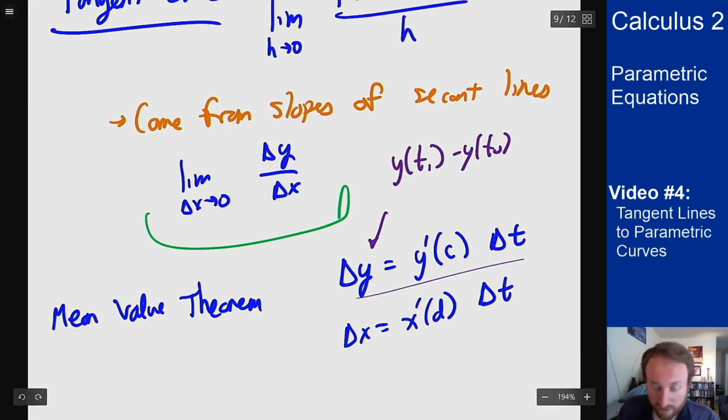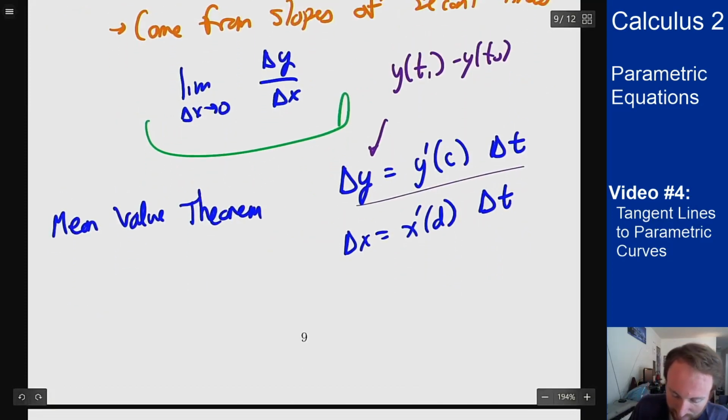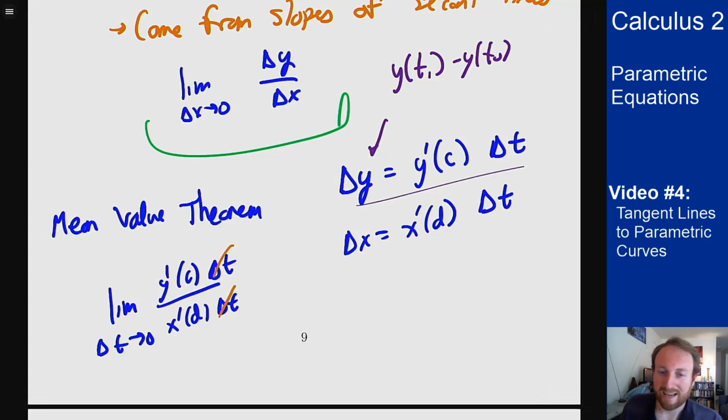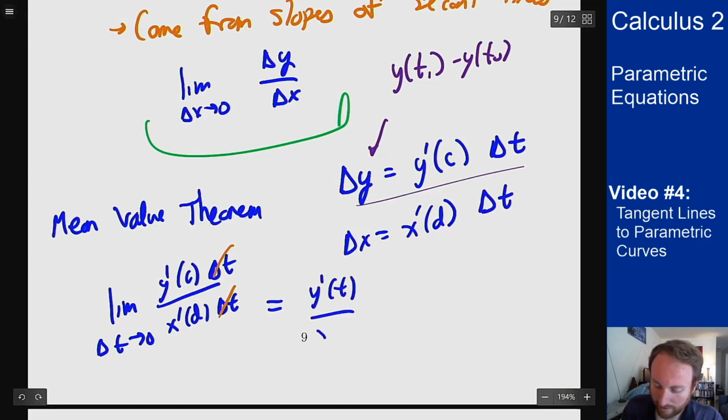But then this limit becomes pretty straightforward. This limit becomes a limit now as delta t goes to 0, because that's going to force delta x to go to 0, of y prime of c delta t over x prime of d delta t. The delta t's will cancel out. And as I limit delta t to 0, this c and this d are forced to be at the same point, because they're supposed to be between the two t values, but delta t going to 0 means that all those values become a single value. So I get y prime at t over x prime at t as what's going to give me the derivative.